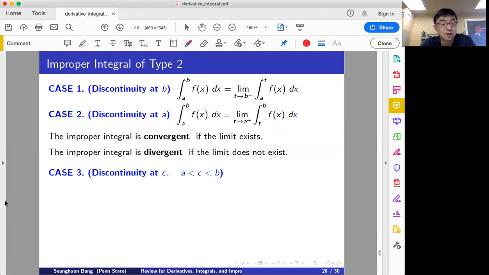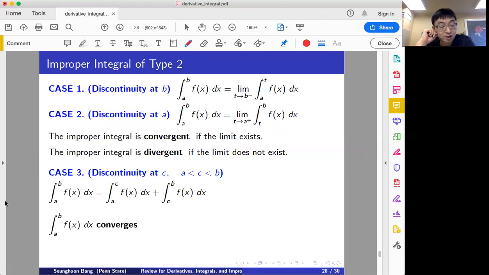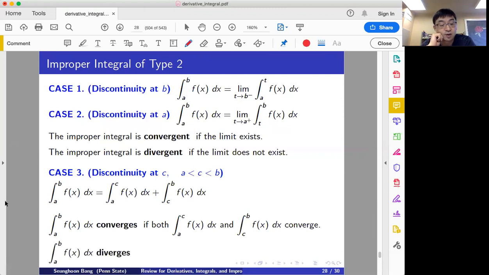Third case, discontinuity at c, where c is between a and b. The integral from a to b of f of x dx is the integral from a to c of f of x dx plus the integral from c to b of f of x dx. So the integral from a to b of f of x dx converges if both improper integrals are convergent. The improper integral is divergent if either one is divergent. This is the exact definition.